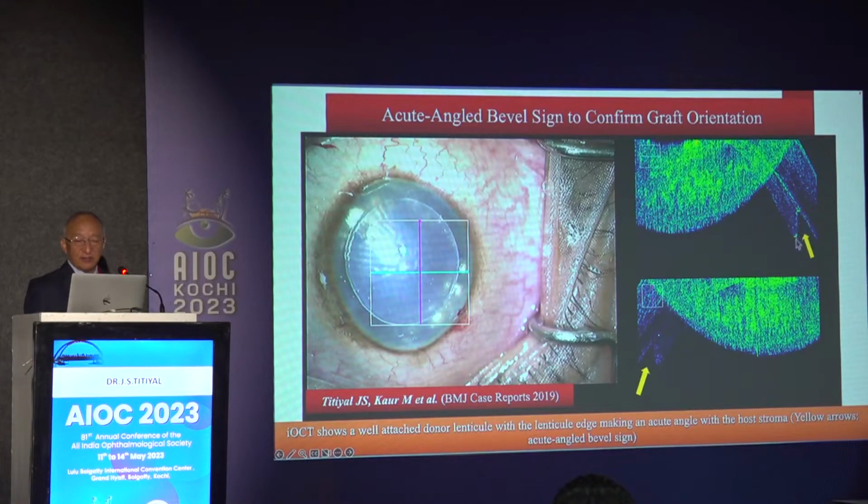This is the DSEK lenticule inside; this is the endothelial side, and this is the stromal side. If you punch from the endothelial side, it will be bigger. And this is the correct orientation. We call it the acute angle bevel sign for a DSEK, to really comprehend the position also.